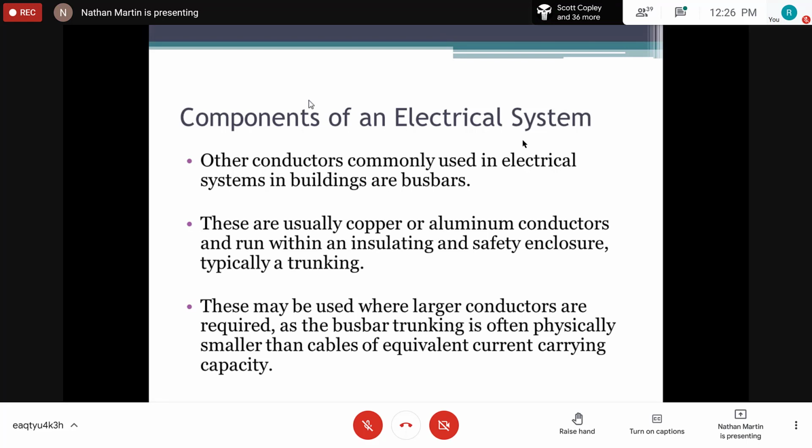All right. If you want to see what one looks like, when you go to the power lab today, entering the power lab to your right, there's a bus bar trunk in there, right? That you can actually view and see how they make the connections to the bus bar, right?